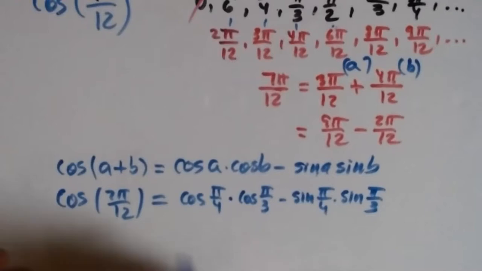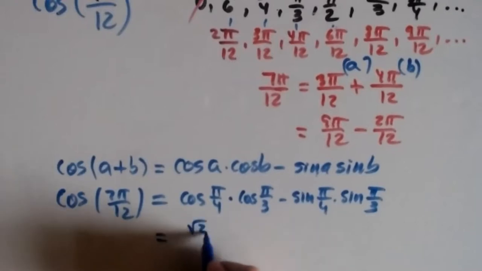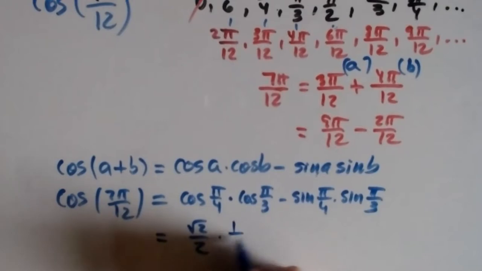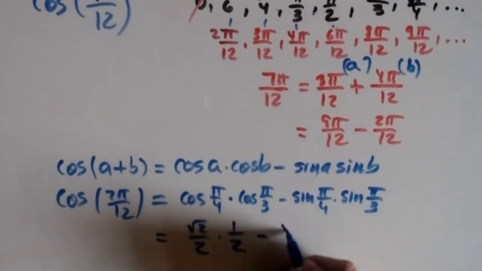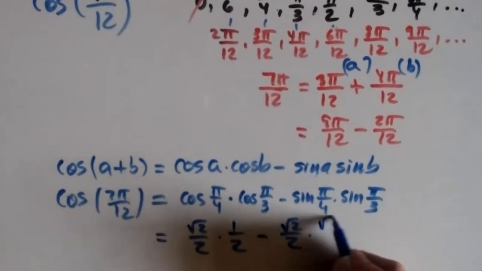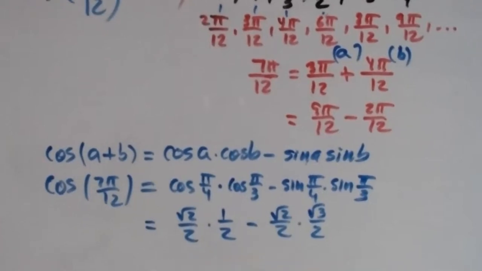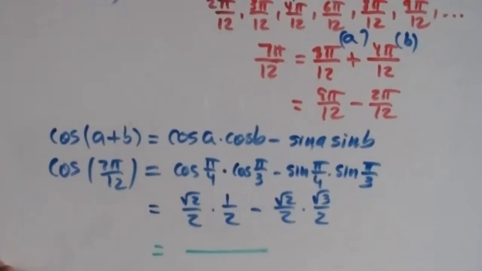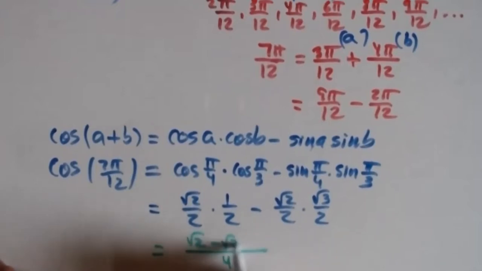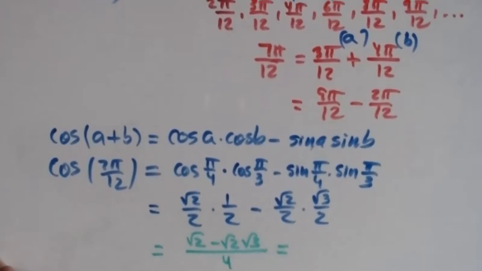Okay, now, cosine of pi over 4 is square root of 2 over 2. Cosine of pi over 3 is 1/2, minus sine pi over 4, square root of 2 over 2, sine pi over 3, square root of 3 over 2. Okay, so I do my job here with the numbers. Well, this is going to be simply, again, pretty much the same as before. 2 times 2 is 4, that's my denominator. So I'm going to have square root of 2 minus square root of 2 times square root of 3. If you simplify or factor, it is square root of 2 times 1 minus square root of 3, divided by 4. Okay.